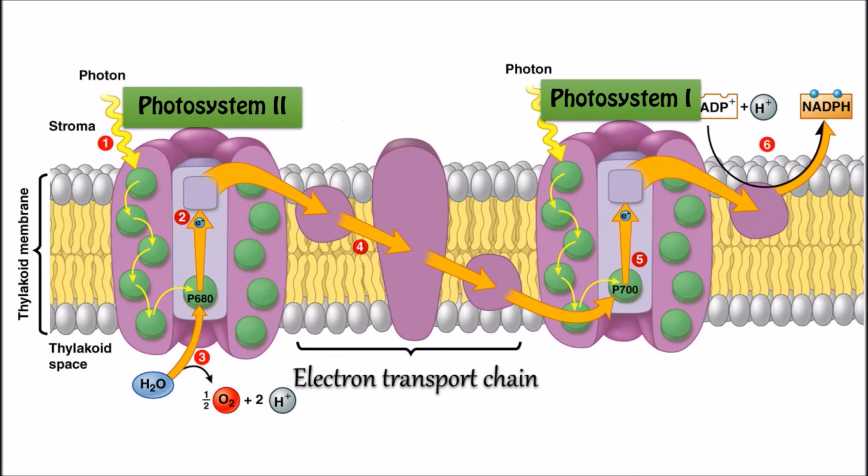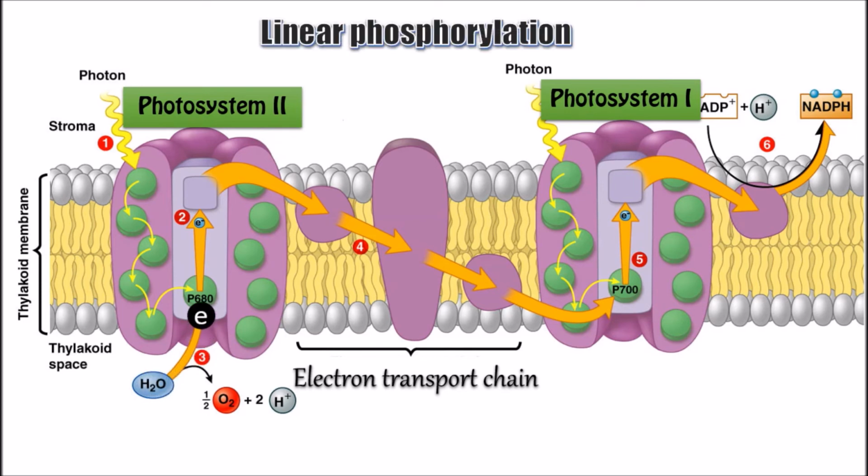The process of light reactions described above is called linear electron flow or linear phosphorylation because electrons travel in a line from water through photosystem 2 and photosystem 1 to NADPH.